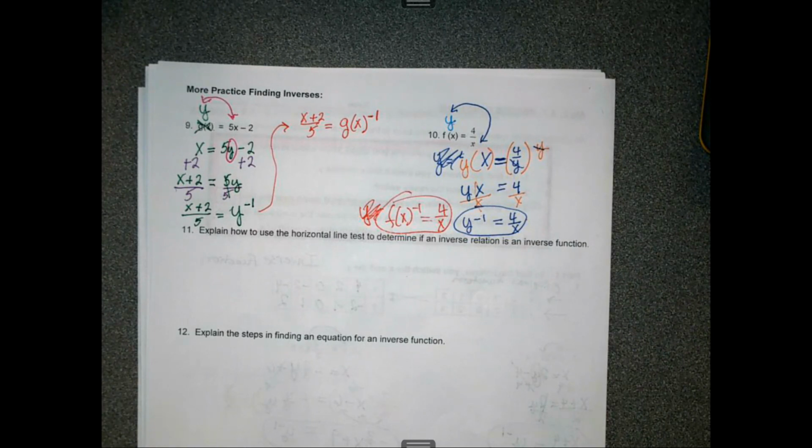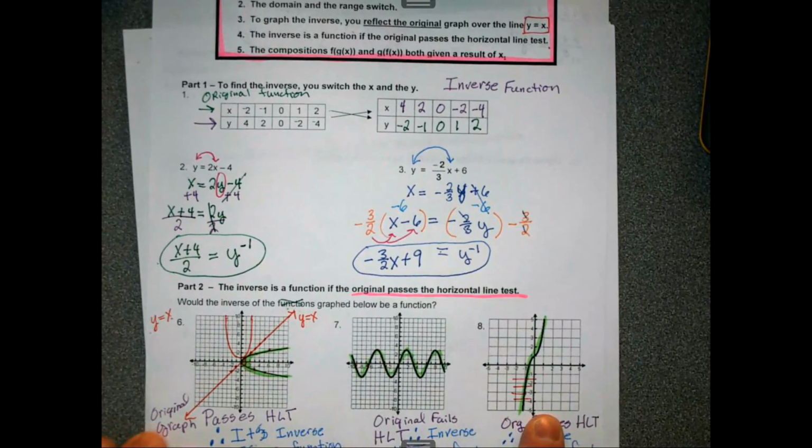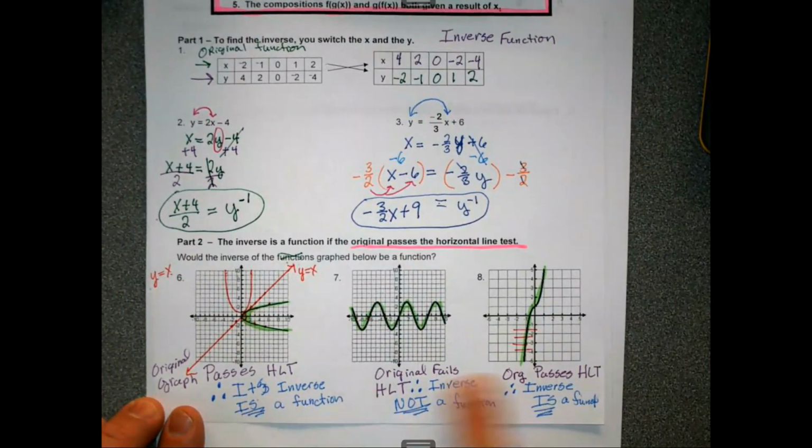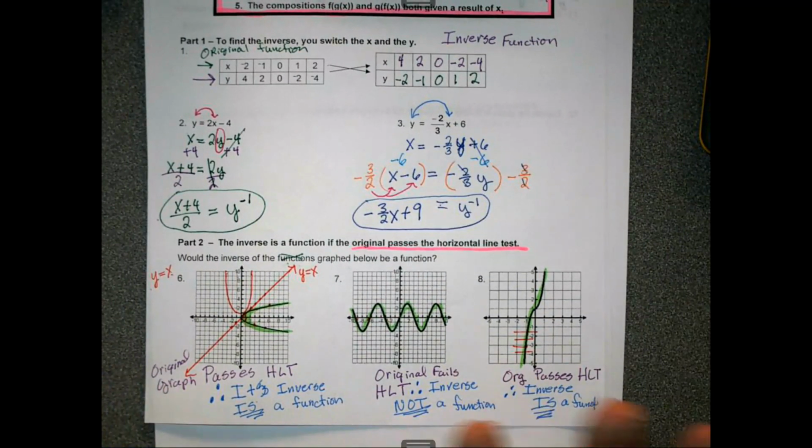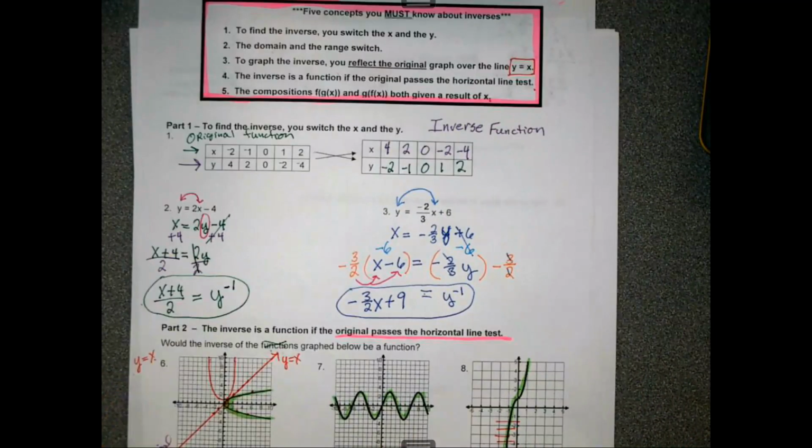Do you guys want me to verbally explain how the horizontal line test works? Because every time I do that verbally, it seems to confuse students. I think visually it's easier to see if you do it visually. So I'm not going to go through that wordiness stuff, okay? You guys got any questions?